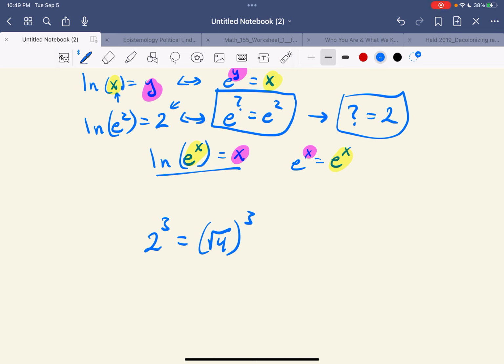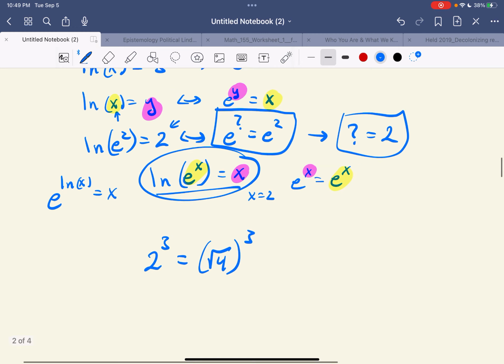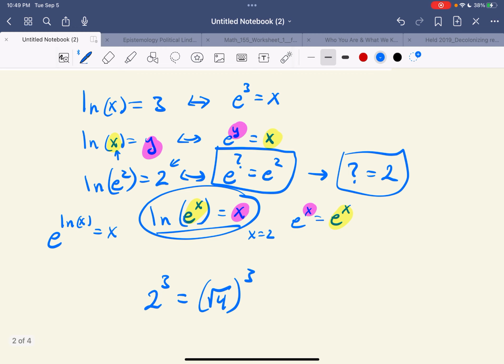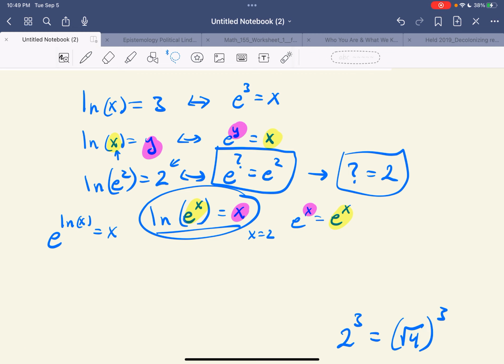Very similarly, look at this. If x was equal to 2, let's introduce another thing. E to the natural log of x is equal to x. Okay, let's run through this real quick.